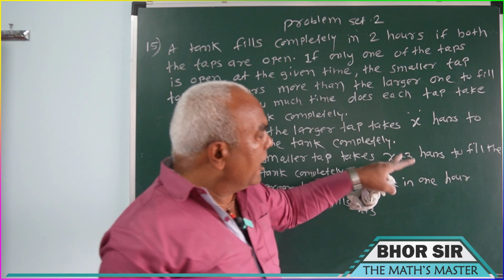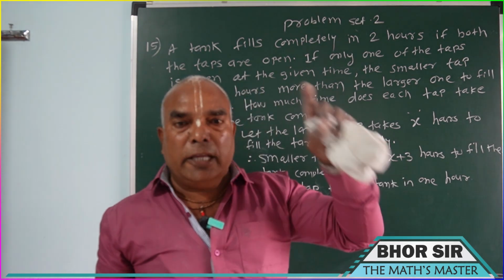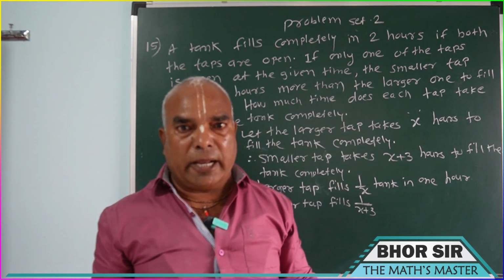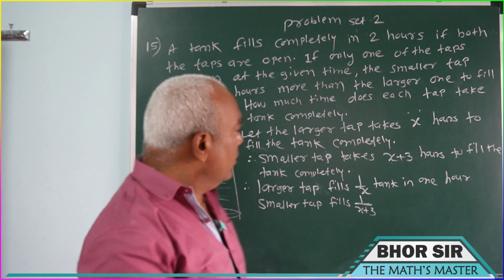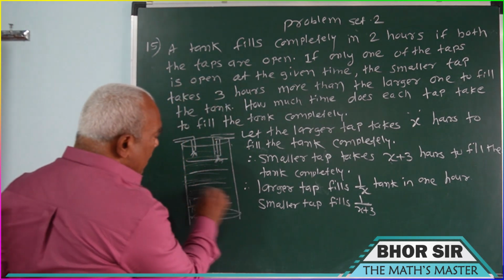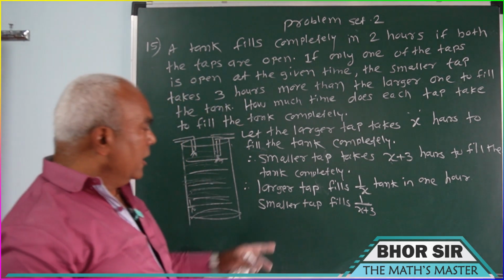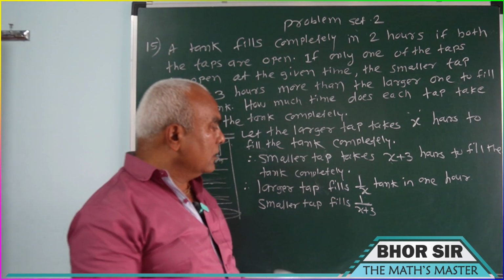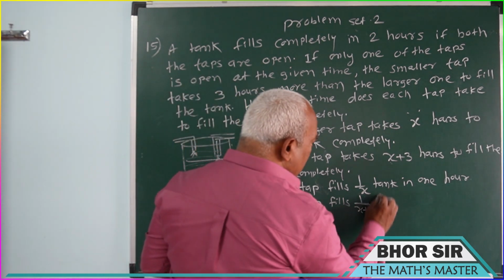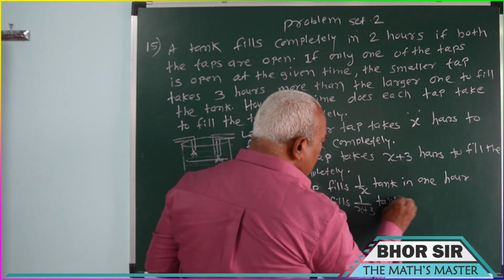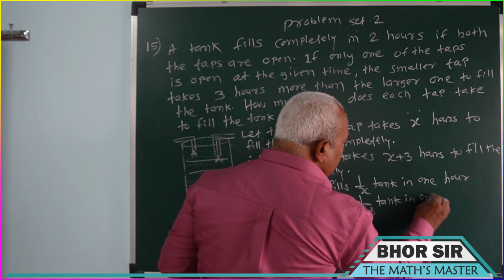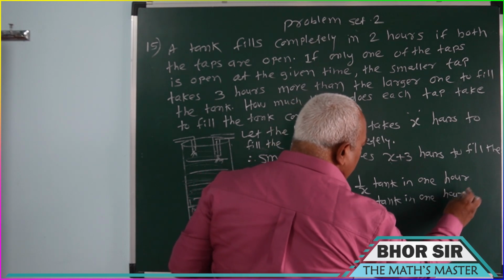As it takes x plus 3 hours, it makes x plus 3 parts of the tank. More parts are made, and in 1 hour, one part is filled. Therefore, the smaller tap fills 1 upon x plus 3 of the tank in 1 hour.